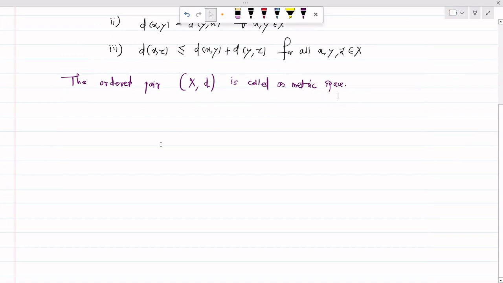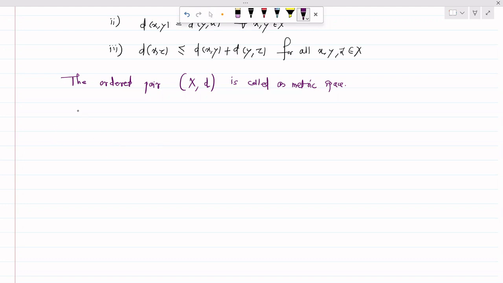Now let's go and look at some examples of metric spaces. We will start with real numbers, and we'll try to define a usual metric, or we may also call it a distance metric, on real numbers.